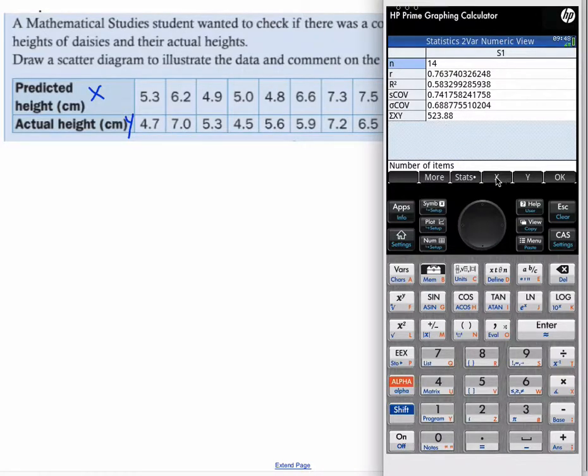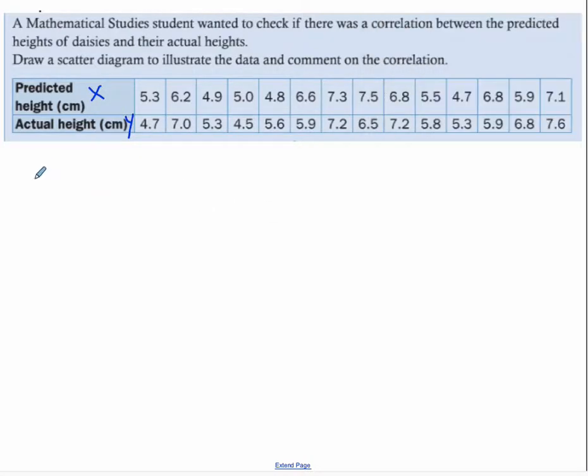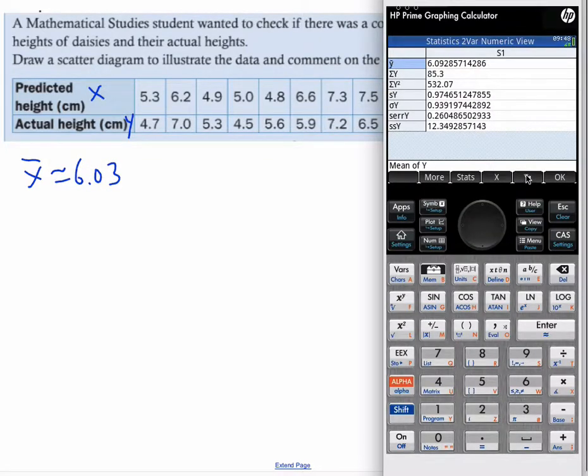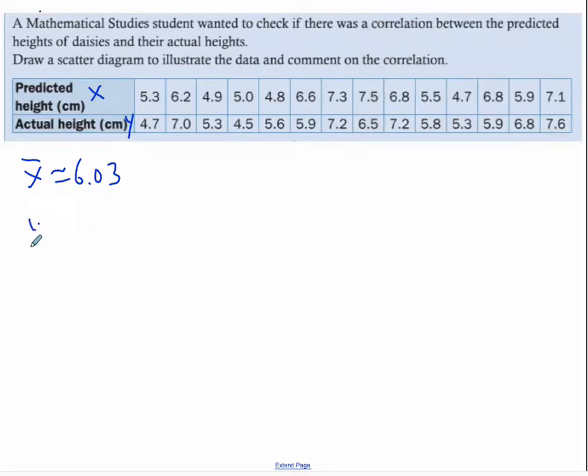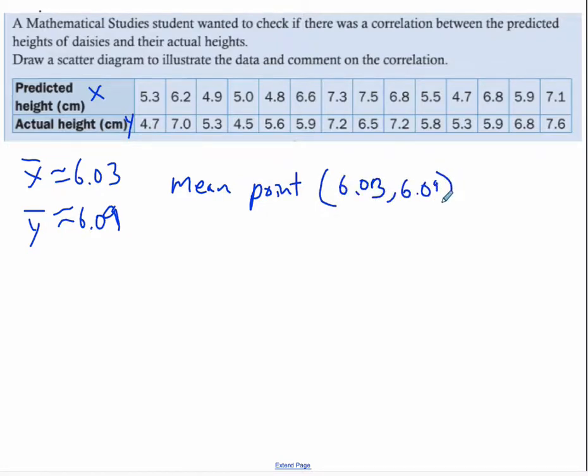If I click on x, I'll get the x statistics, so I'll have the mean of the x values here, which is 6.03, and if I click on this y button, I get the mean of the y values, which is 6.09. Okay, so that means the mean point, which the line of best fit must go through, is 6.03, 6.09.